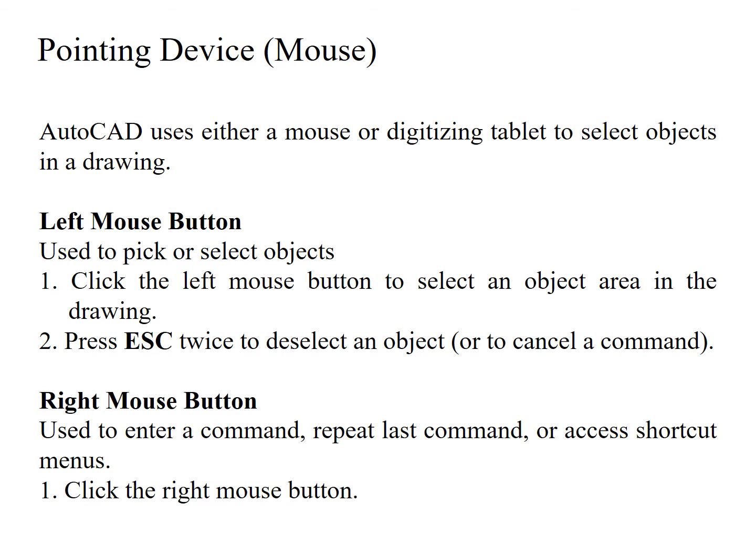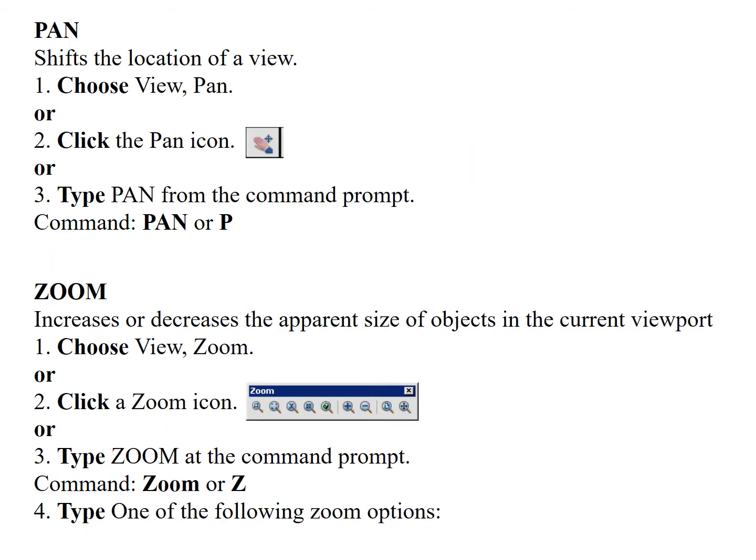Right mouse button, it is used to enter a command, repeat the last command, or access shortcut menus. Click the right mouse button for that. Pan command shifts the location of a whole view. Choose view and pan, or click the pan icon, or type pan from the command prompt. The shortcut key is P.